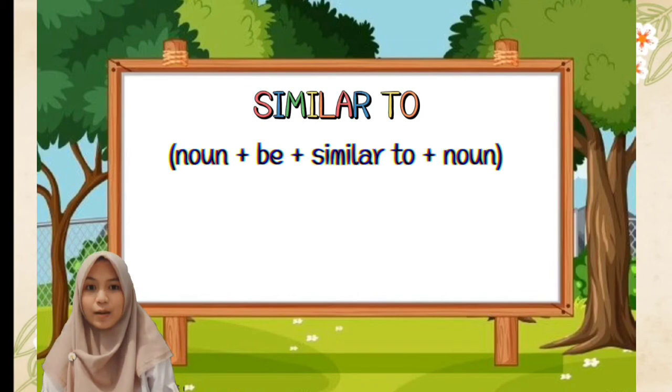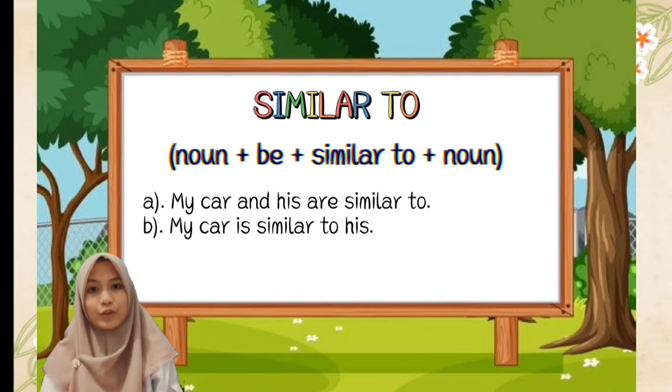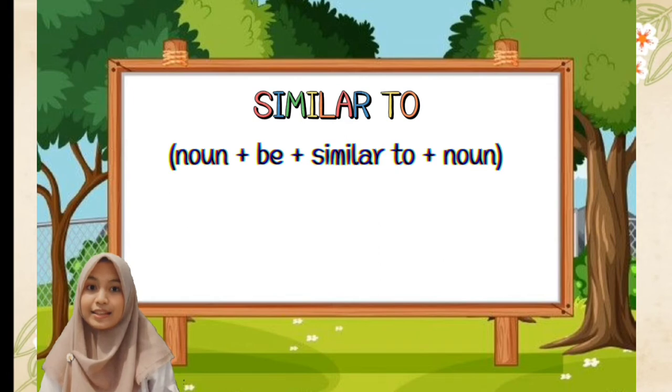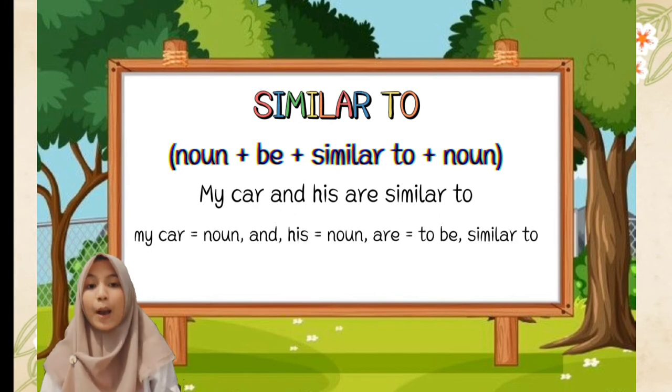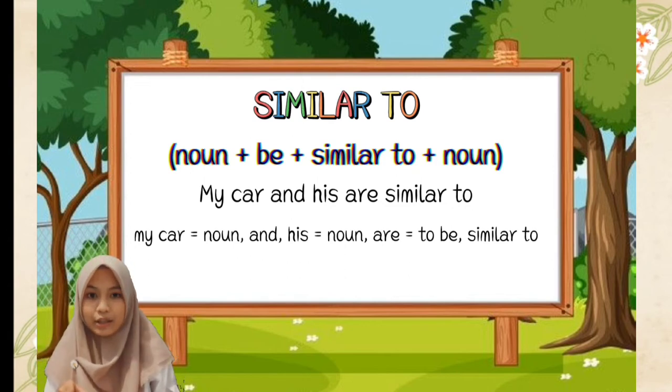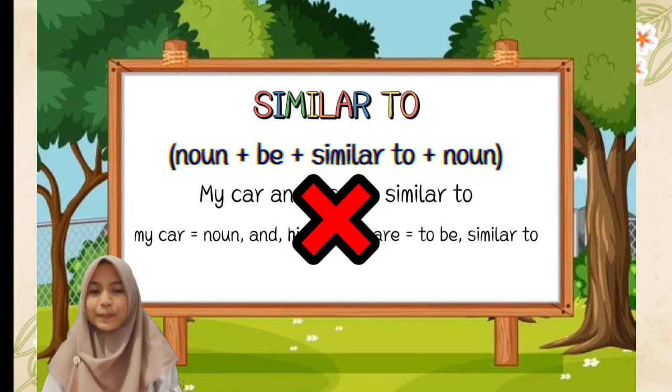So, we go to the next examples. First, my car and his are similar to. Second, my car is similar to his. Let's check them against the formula. First sentence, my car and his are similar to. My car as a noun plus and plus his as a noun plus are as to be and similar to. This sentence doesn't match the formula, so the sentence is incorrect.